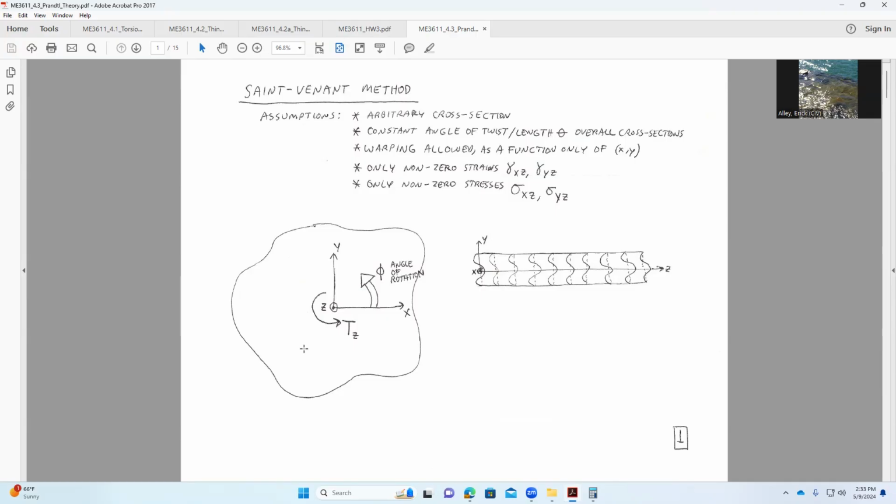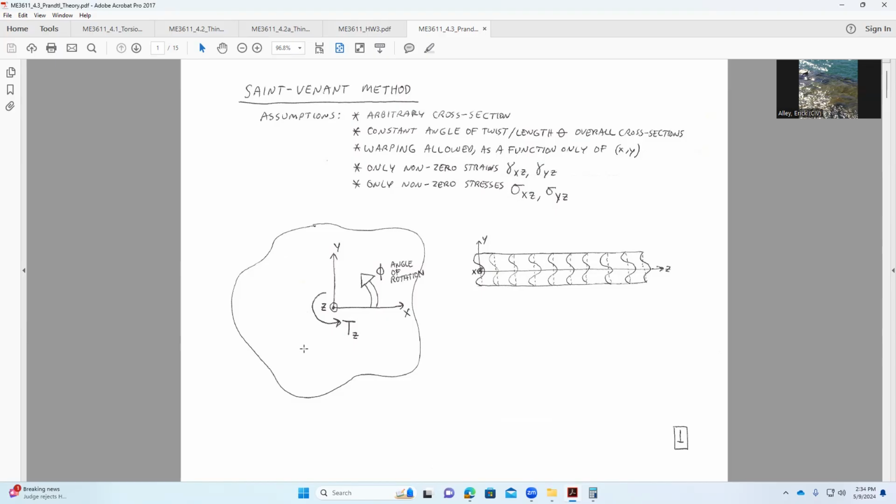So we're going to be looking at creating our own equations rather than just referring back to familiar ones. So the first method here we've got is this St. Venant method that leads us to the Prandtl stress function. And our assumption is we're going to have any arbitrary cross section. All right, so it could be just a blob shape. Constant angle of twist per length. We've been assuming that for everything up to this point, so nothing new there.